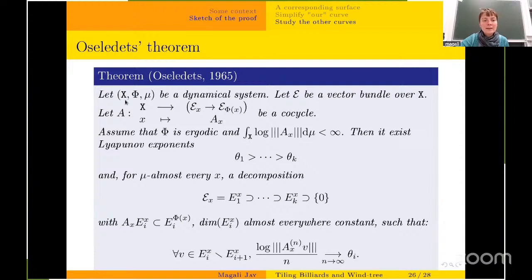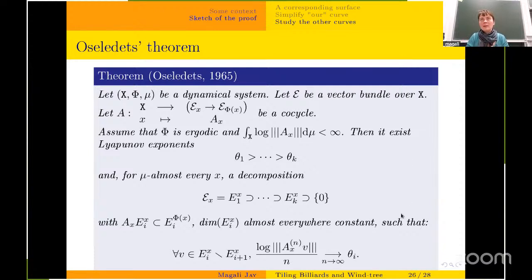X is the stratum, so Q(-1,-1,1,1). Phi is the geodesic flow, and mu is the Masur-Veech measure. So the cocycle is the Kontsevich-Zorich cocycle. We know that the flow is ergodic. We have that this is log integrable by a result of Forni. And so the Oseledets theorem gives us Lyapunov exponents.